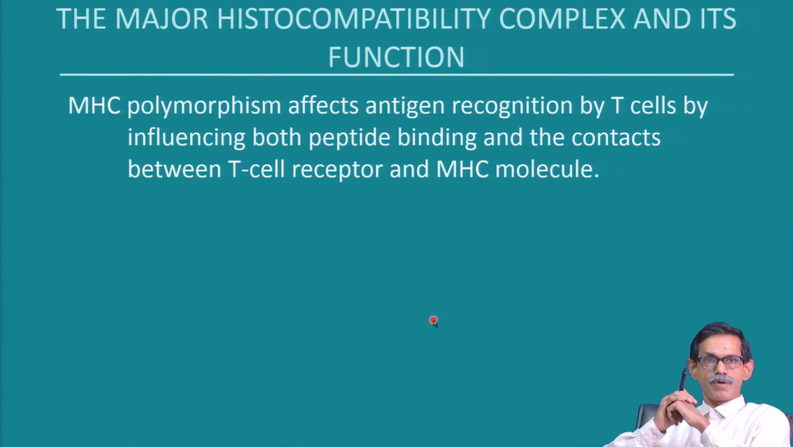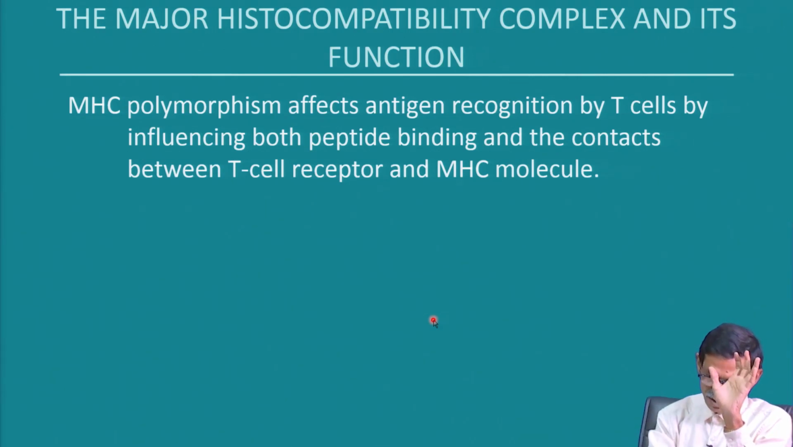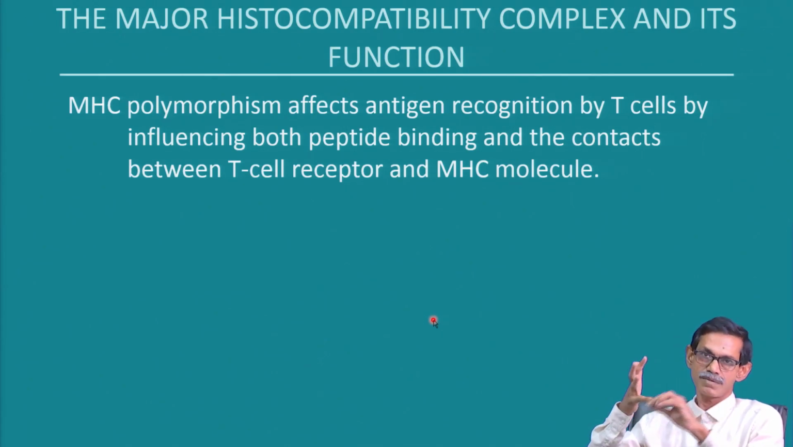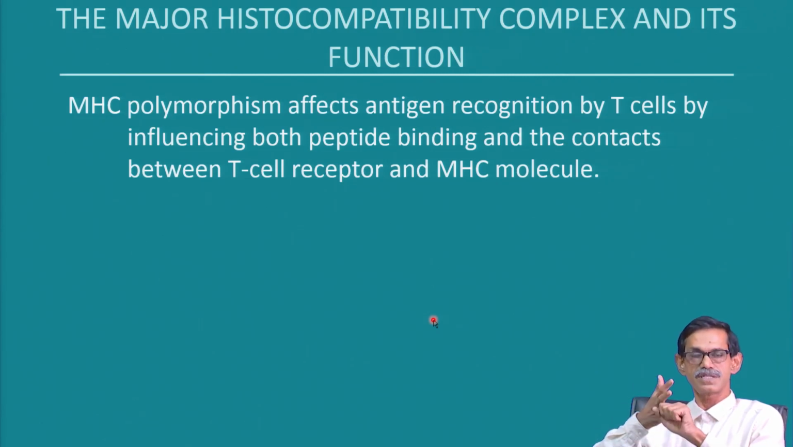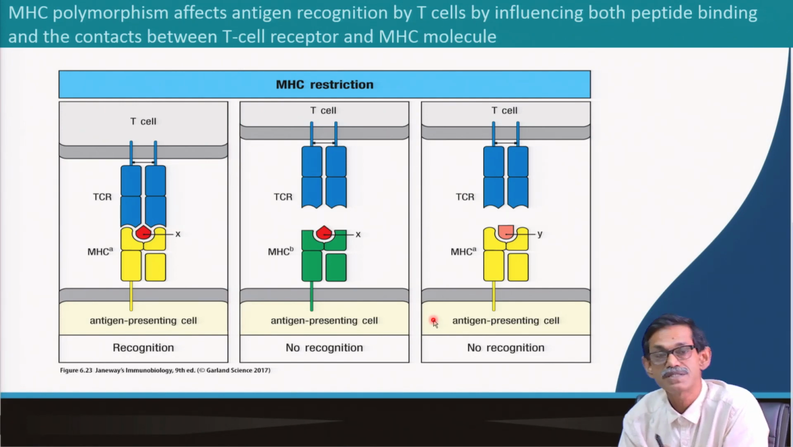So, MHC polymorphism affects antigen recognition by T cells, influencing both peptide binding and contacts between the T cell receptor and the MHC molecule. So, whatever we see, the mechanism or the reason, like polymorphism, polygenic, codominance, these three, this change is changing the T cell interaction along with the peptide molecule. This is called MHC restriction.